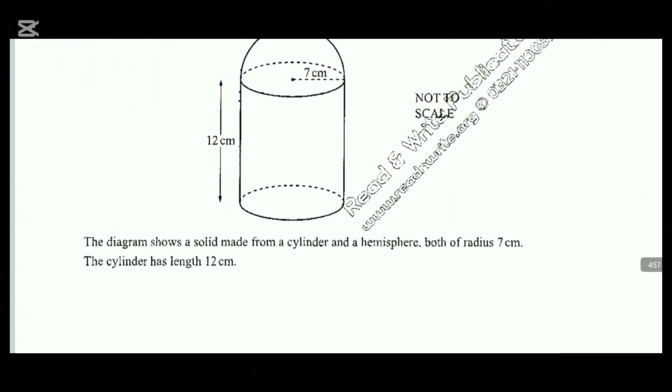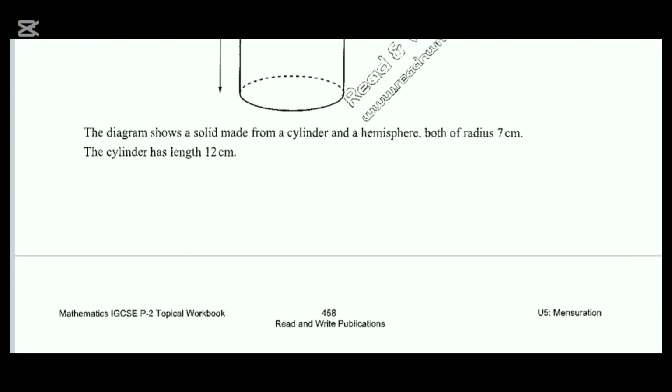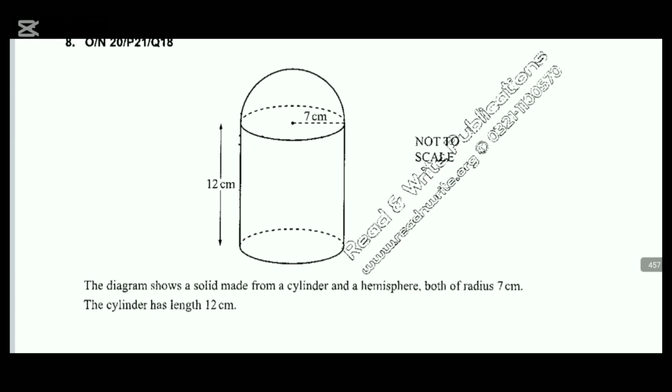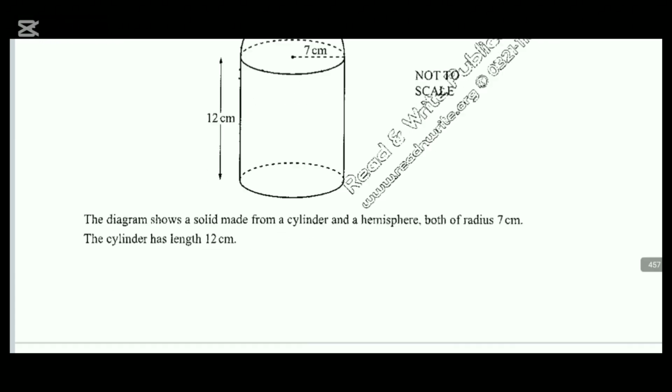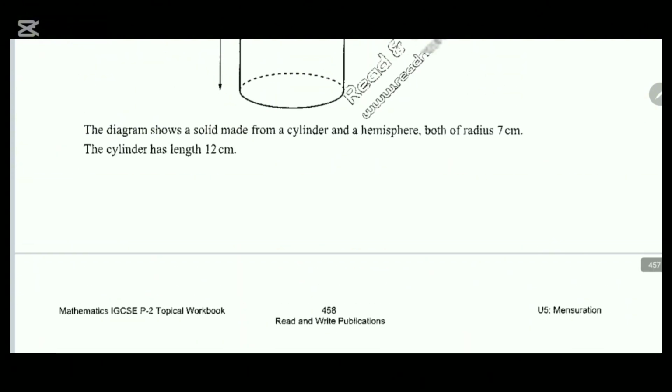Next question. The diagram shows a solid made from a cylinder and a hemisphere, both of radius 7 cm. The cylinder has length 12 cm. So how do we have to solve it? Work out the total surface area of the solid.